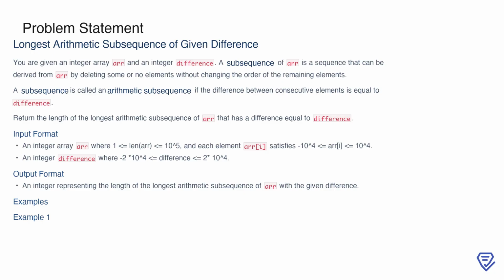Let's also clarify the input and output formats to better understand the problem. The input consists of an integer array ARR, where the length is between 1 and 100,000, and each element of the array falls within the range of -10,000 to 10,000. Additionally, a second input, difference, is given, which can range from -20,000 to 20,000. The output will be a single integer representing the length of the longest arithmetic subsequence with the specified difference.